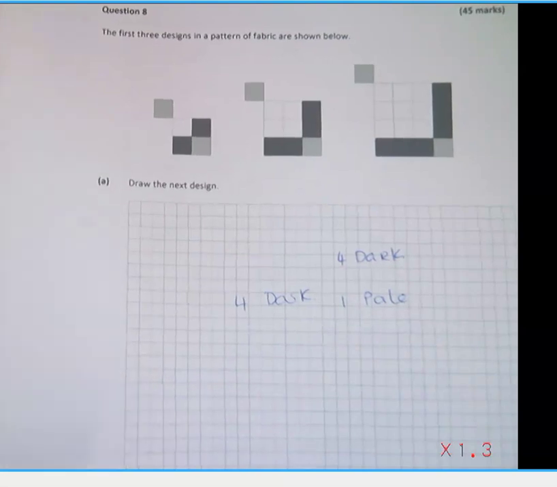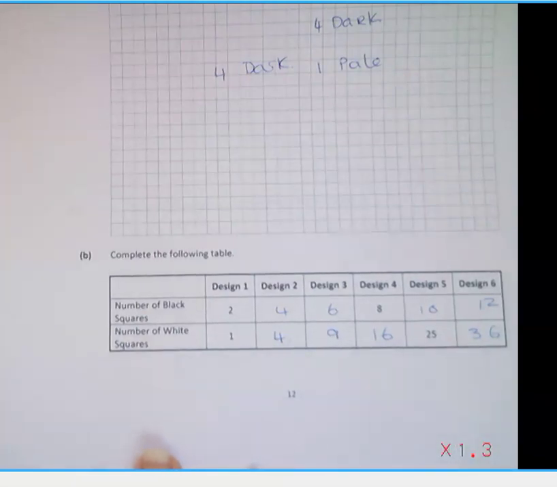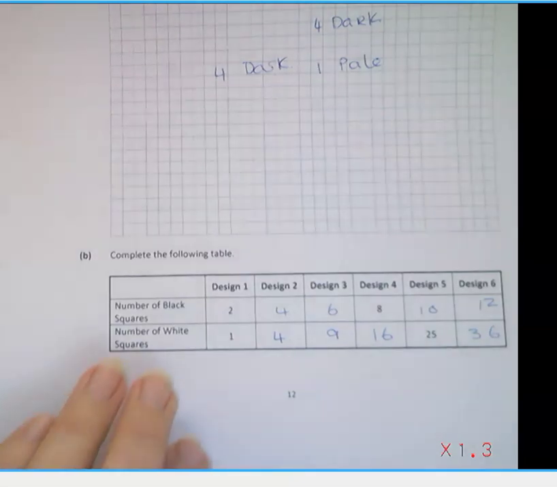Okay, next part, it asks you to complete the table. So you would have counted your different patterns and written down the numbers. So for your dark squares, you would have gone 2, 4, 6, 8, 10, and 12. And for the number of white squares, you had 1, 4, 9, 16, 25, and 36.